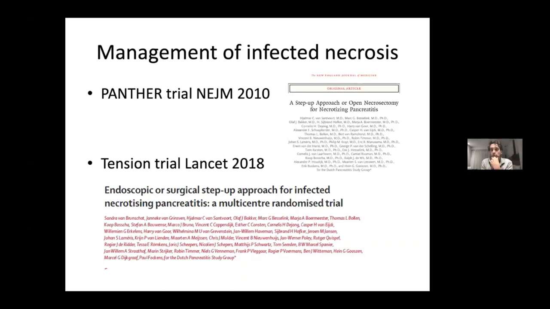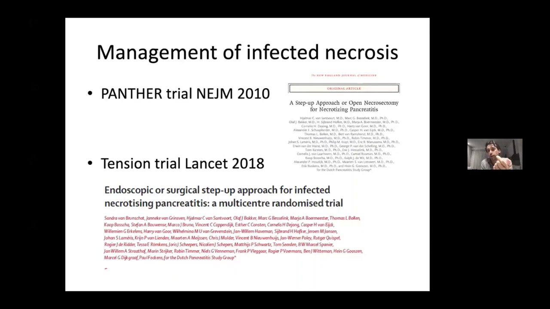So as surgeons and HPB surgeons, we get a lot of questions from ITU or from other hospitals that refer patients to us. Do we have to drain already? Do we have to do something? So it's very, very important to make sure that you don't drain too early.